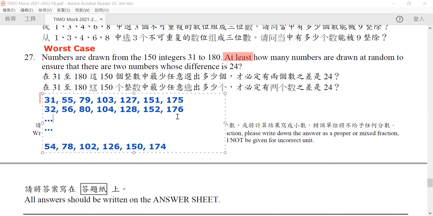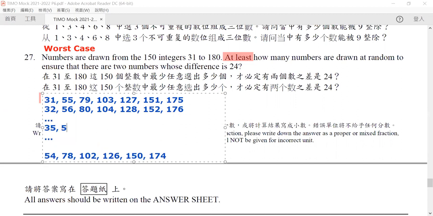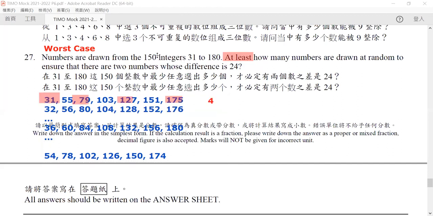Until it goes to 35. So it will be 35, 59, 83, 107, 131, 155, and then 156. All the numbers before that we can select four of them, and all numbers beyond this, we can only select three of them.